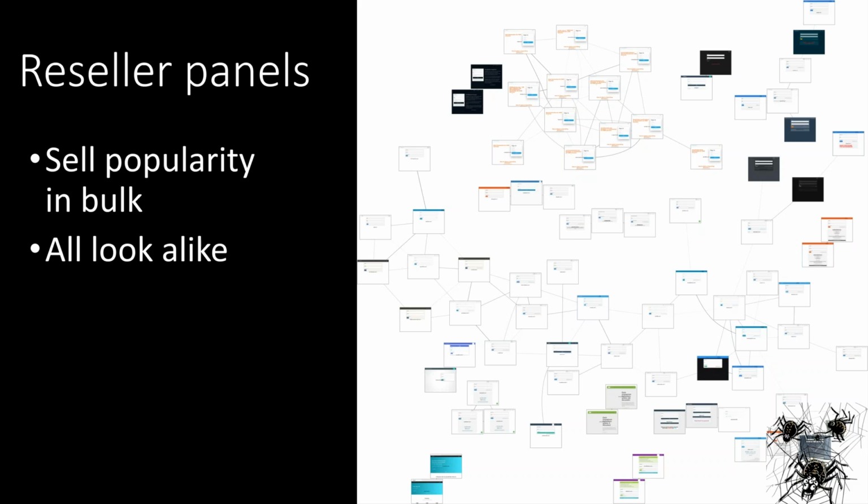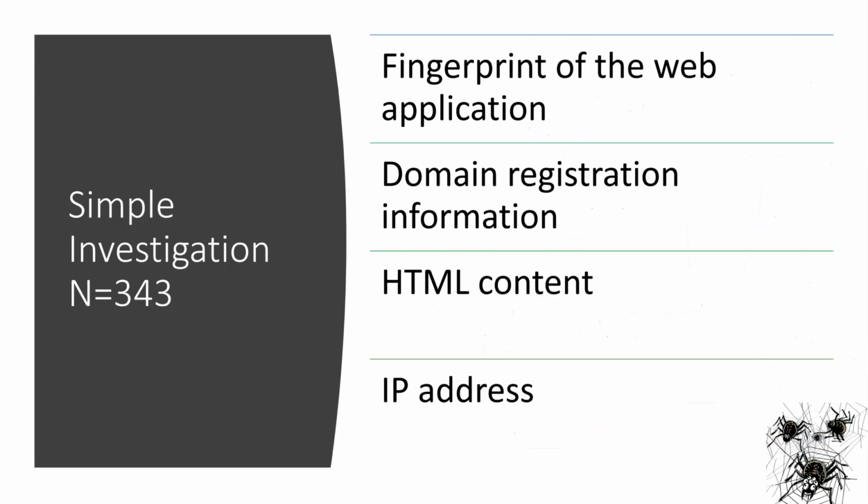What was even more interesting about these reseller panels was that they all looked alike. They sold popularity in bulk, but also all their features, the way that they were built, were really similar. So at that time, we did a simple investigation because we thought maybe a single actor is behind all these panels, right? So we gathered information on reseller panels and had a sample of about 343 of them. And we did a simple analysis. We fingerprinted the web application, and gathered information on domain registration, HTML content, and IP address. The idea was basically to cluster this and see the extent to which they were similar.